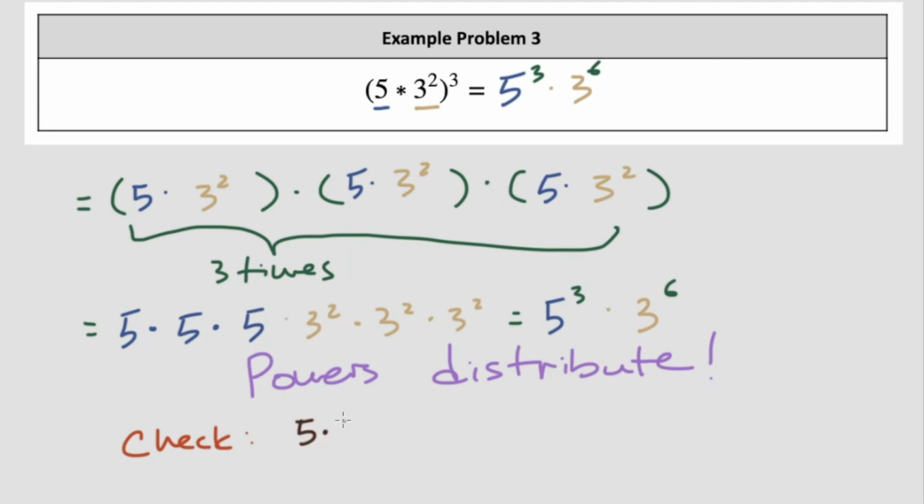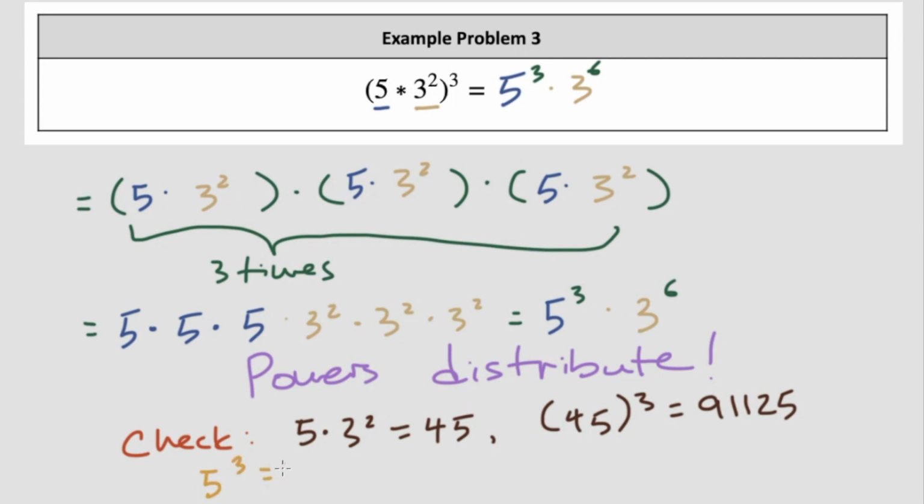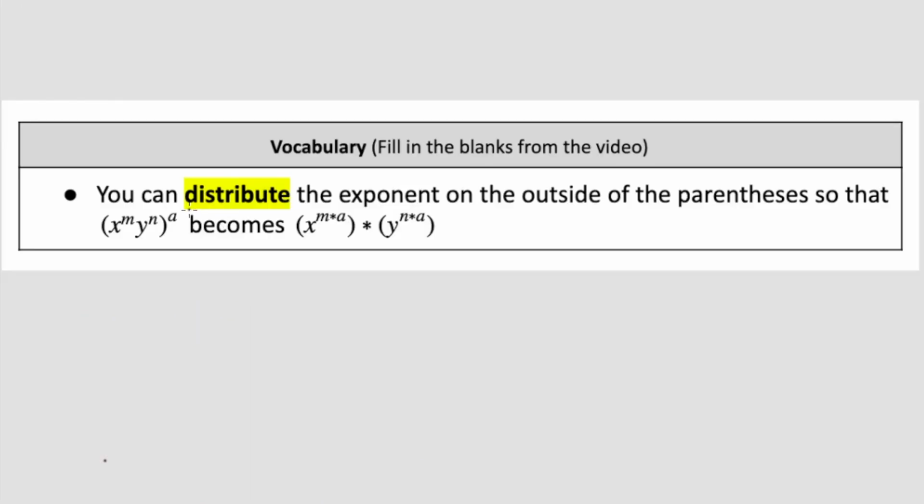Lastly, I'm going to check this really quickly. I know 5 times 3 to the power 2, that whole thing is equal to about 45. Then I realize that 45 to the power 3 is equal to about 91,125. Then I'm going to find 5 to the power 3, that whole thing is equal to 125. 3 to the power 6, that whole thing is equal to 729. I multiply the right side of the equation together, 125 times 729, to get the same exact answer, 91,125.